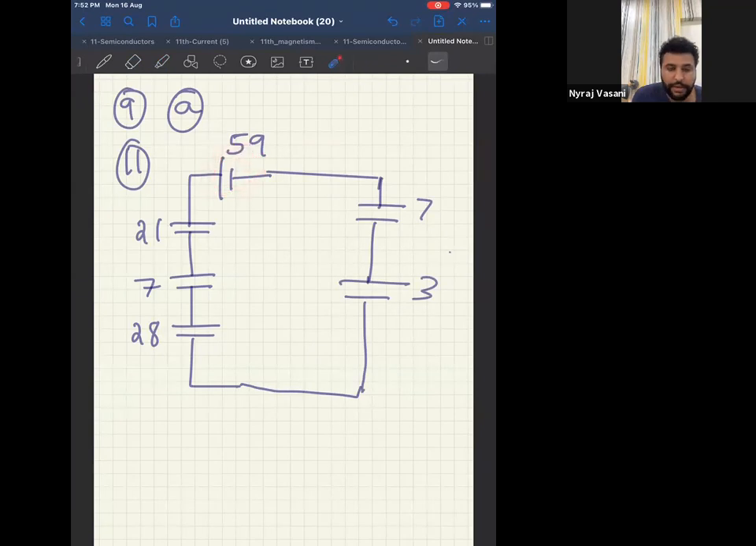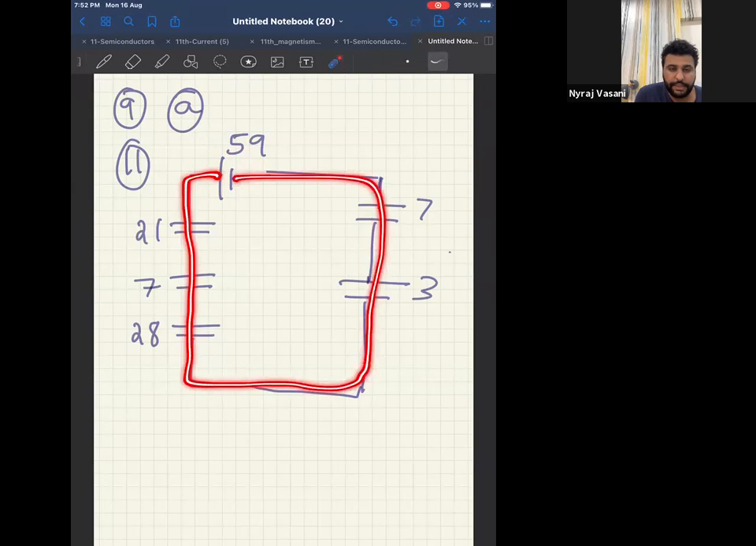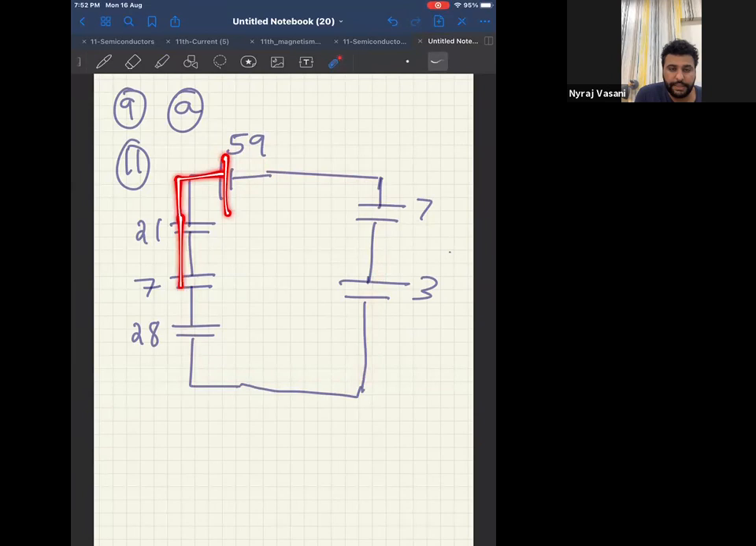Please look from there: first capacitor, second capacitor, third capacitor, fourth, fifth, and the negative supply. That means all 5 capacitors are in series. Now tell me what is the equivalent capacitance of this combination. 1 by CS is equal to 1 by 21 plus 1 by 7 plus 1 by 28 plus 1 by 3 plus 1 by 7.